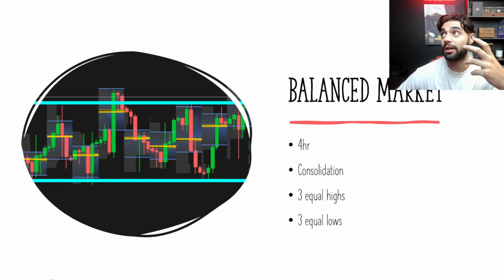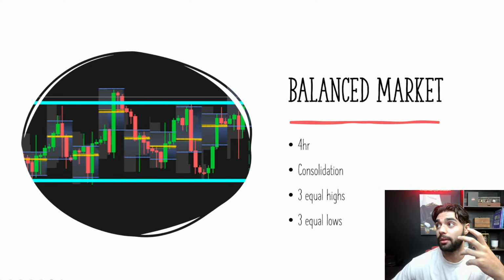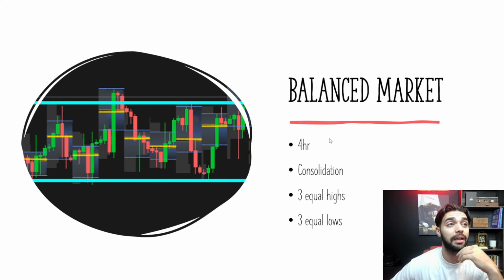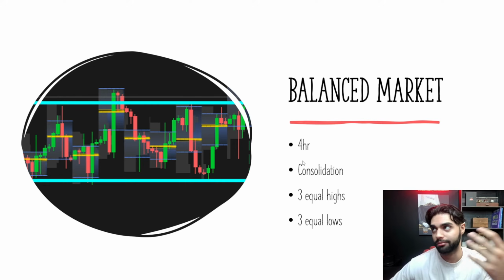Now, a balanced market, some people actually get this a little bit messed up. For a balanced market, on the 4-hour time frame, we're looking for consolidation. What I want to see to really confirm a balanced market is 3 equal highs and 3 equal lows again on the 4-hour chart. Simple.